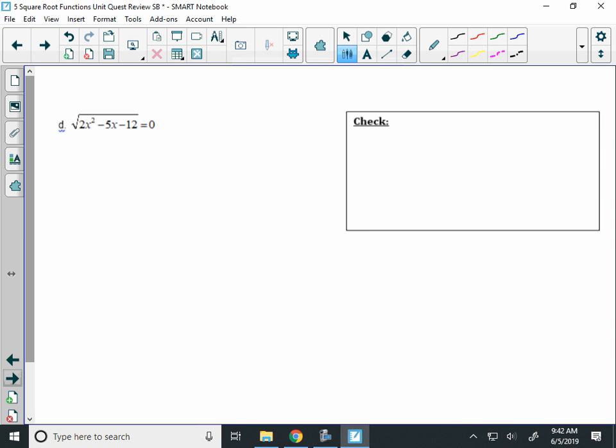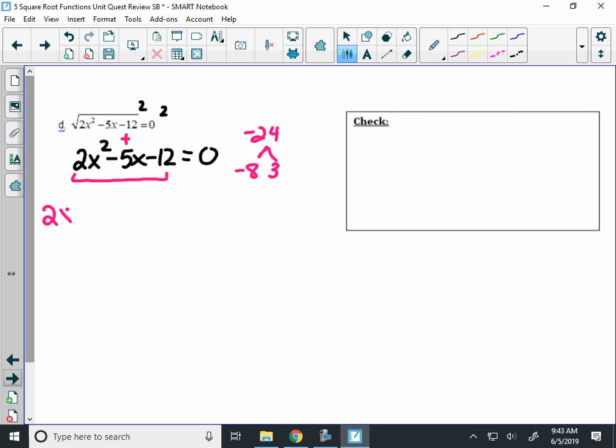All right, part D on the next page here. I'm going to do D and E. For D, I have the square root of a whole quadratic here. So since the square root's isolated, I'm going to square both sides and get 2x squared minus 5x minus 12. Now that's already set equal to 0. There's no GCF. I have to split the middle and factor to find our roots. 2 times negative 12 is negative 24. Two numbers that multiply to negative 24 and add to negative 5: negative 8 and 3. So I split my middle.